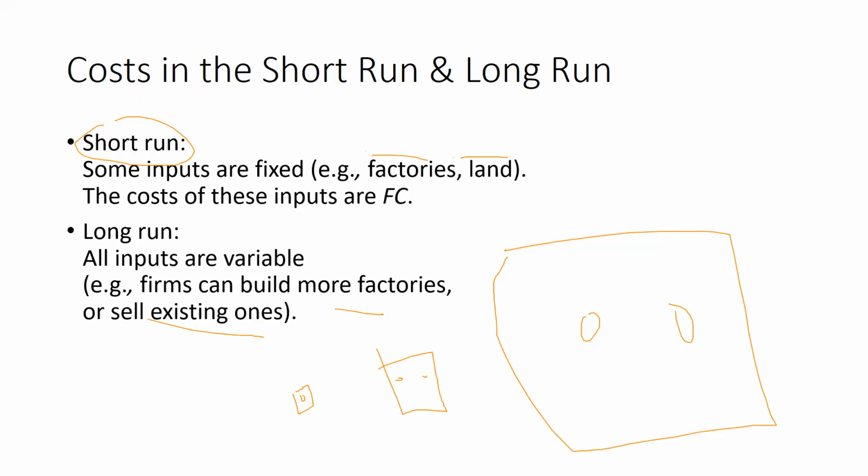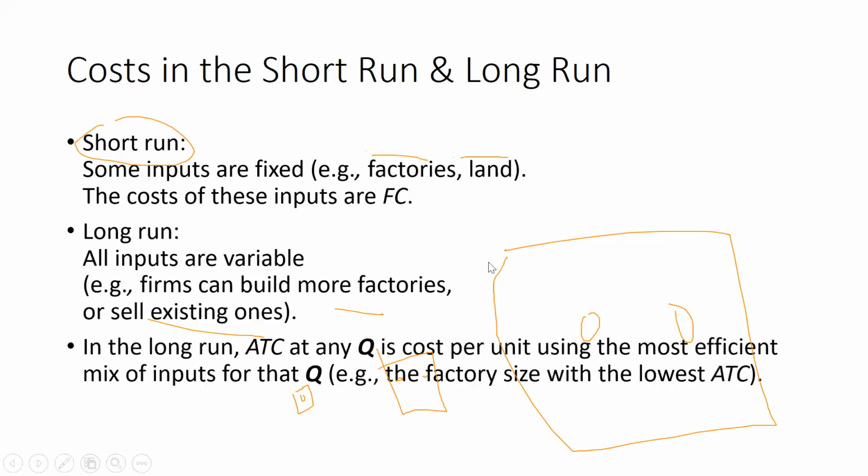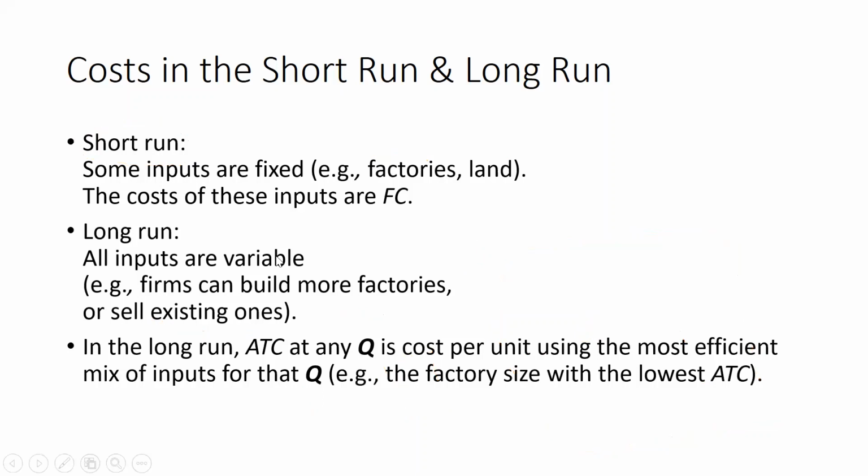You can sell your existing factories and build new ones in the long run. Keynes said, in the long run, we are all dead, so I don't know whether firms actually get there. So in the long run, remember what is ATC? Per unit cost, average total cost.